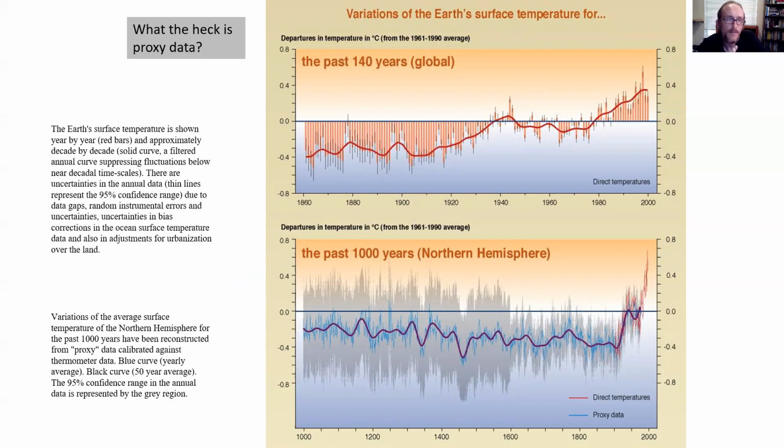And this one, first of all, shows variations of Earth's surface temperature, departures in temperature in degrees Celsius from the 1961 to 1990 average. That's the top graph. The bottom graph shows departures in temperature in degrees Celsius from the 1960 to 1990 average, but now we're going back over the last 1,000 years. Top one, 140 years; bottom one, the past 1,000 years. Why do we do this to ourselves? Because we need to understand past history.